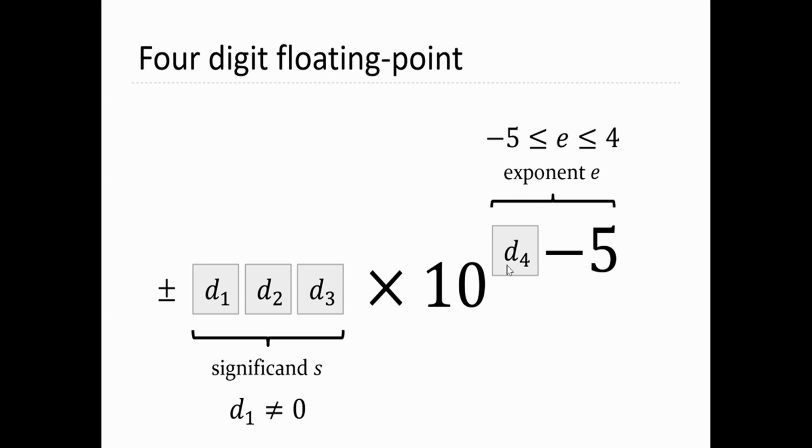That exponent is between 0 and 9, but I'm going to subtract 5. Why do I subtract 5? So that I can get negative exponents. So my exponents can be in the range minus 5 to 4. This is in fact how the actual numbers are represented on your computer. There's some number of binary digits in the significand, some number of binary digits in the exponent, and you subtract an offset from the exponent to get negative exponents.